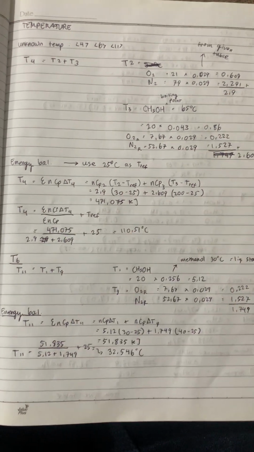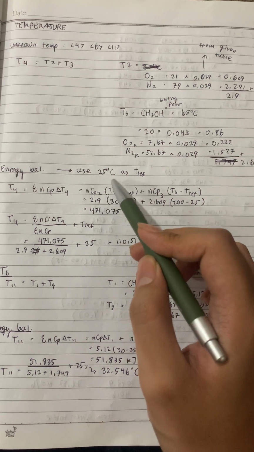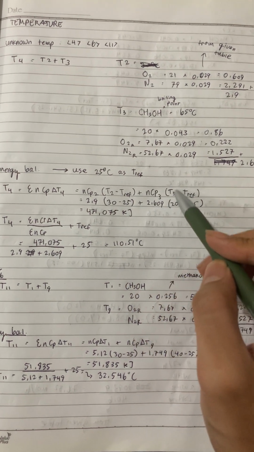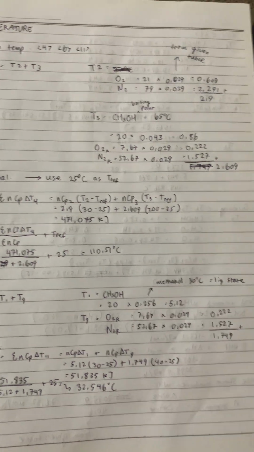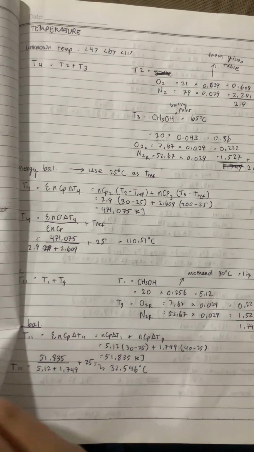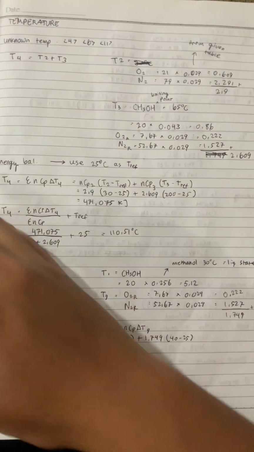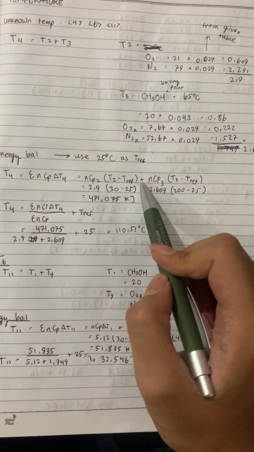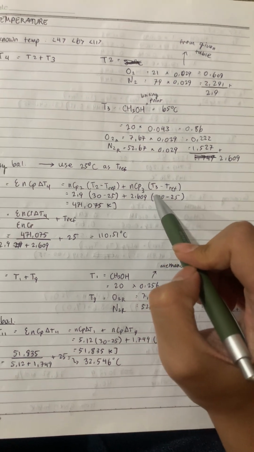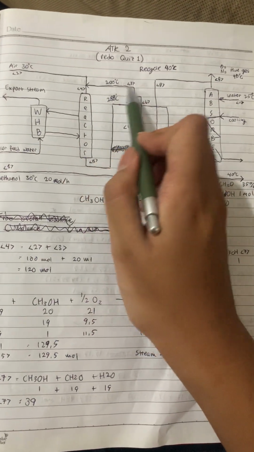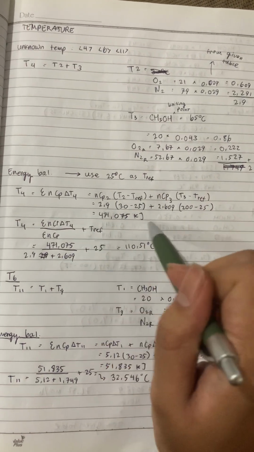Then we calculate the energy balance for it, and I use 25 degrees Celsius as Tref. So T4 equals the total of NCP delta T4, which equals NCP2 times (T2 minus Tref) plus NCP3 times (T3 minus Tref). Plugging in all the numbers, NCP2 we've got 2.9, and the given T2 is 30 degrees Celsius, and the Tref is 25, and NCP3 is 2.609 times (T3, which is 200, minus 25, the Tref).